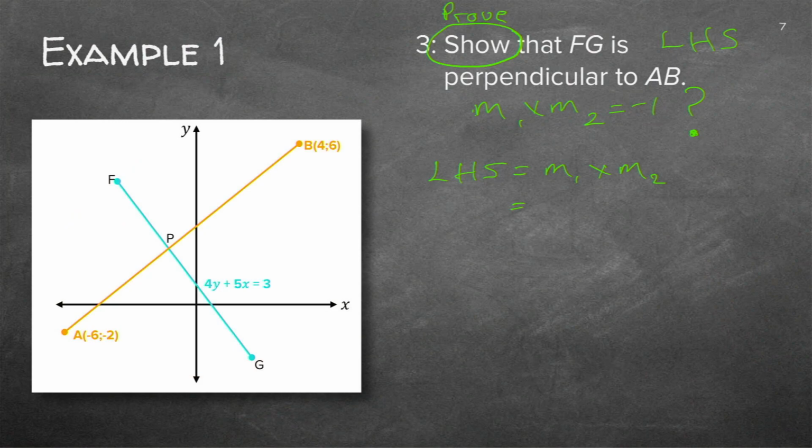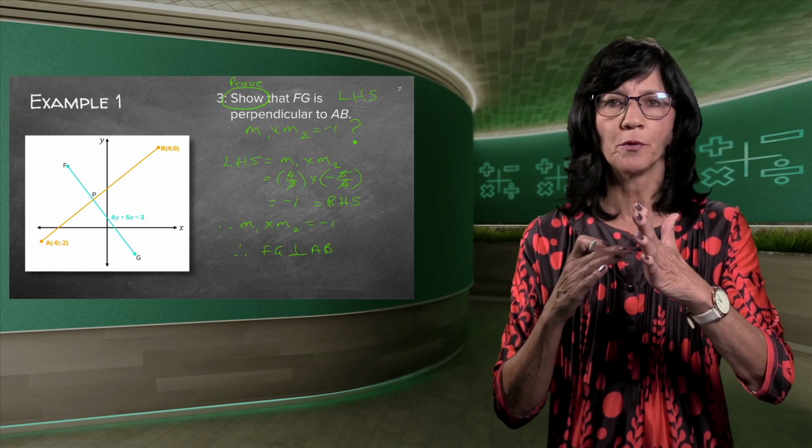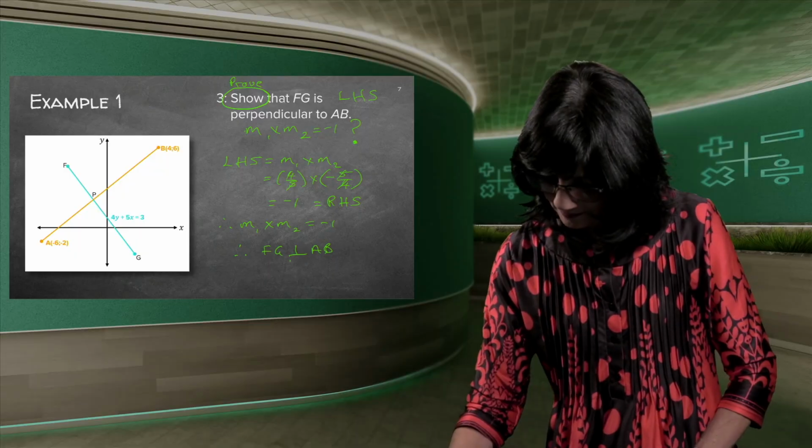Now, if you can recall on the previous page, the one M was 4/5. The other M was minus 5 over 4. If I multiply that, I get minus 1 because it's cancel, cancel, cancel, cancel. So it gives me minus 1. Therefore, M1 times M2 is equal to minus 1. You can actually write there is equal to the right-hand side. And therefore, my final answer, FG is perpendicular to AB. Remember, they did not ask you the formula. They asked you to show or prove that those lines are perpendicular. So your final answer needs to be, yes, they are perpendicular, and this is the sign for perpendicular.